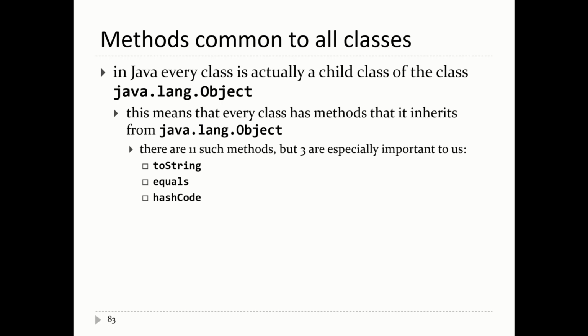Okay, so methods common to all classes. Now remember the string class has a method called equals. So if you want to test two strings to see if they're the same, if they represent the same sequence of characters, then you use the equals method. It turns out you can use equals for any object.